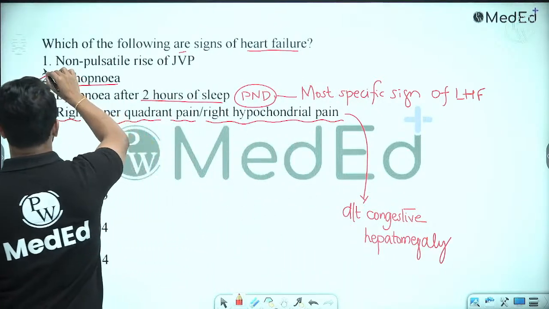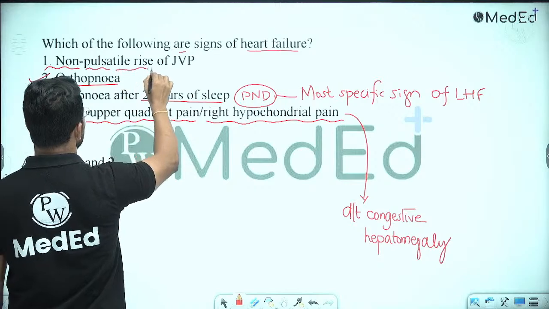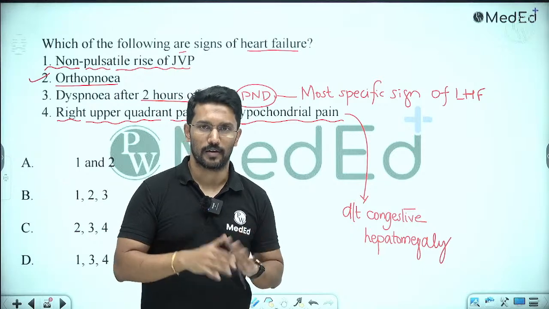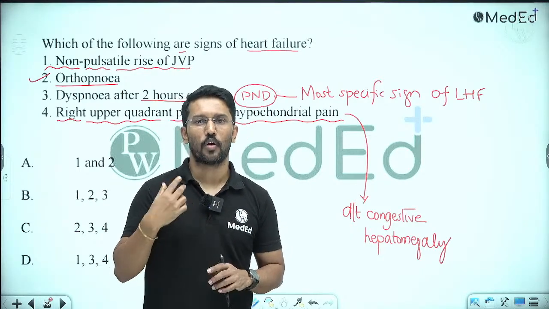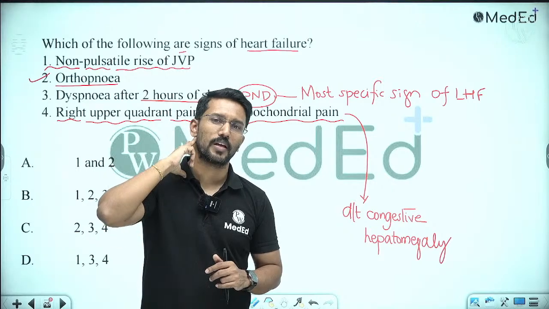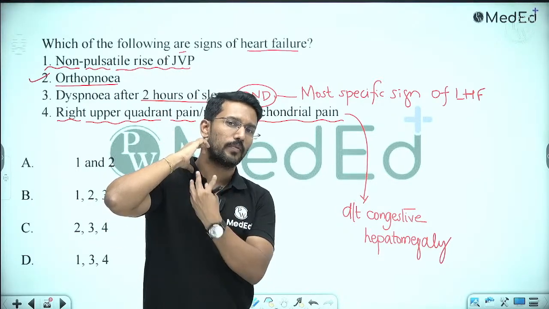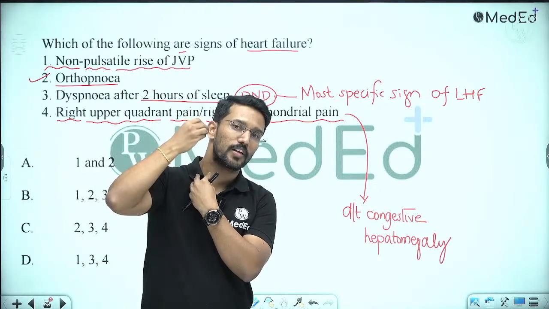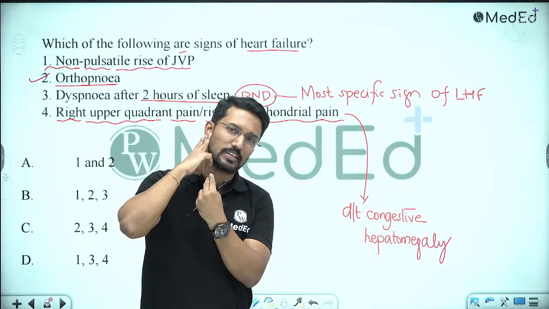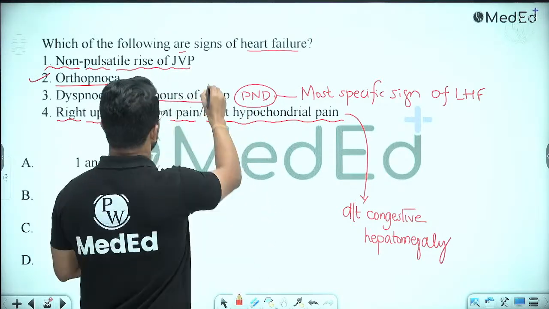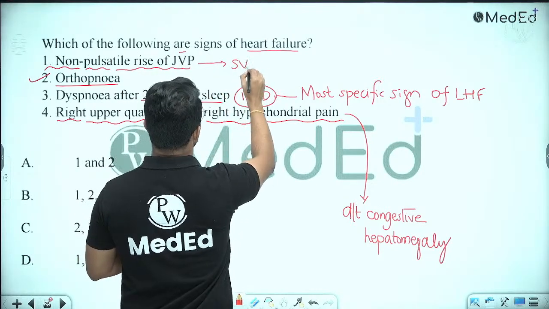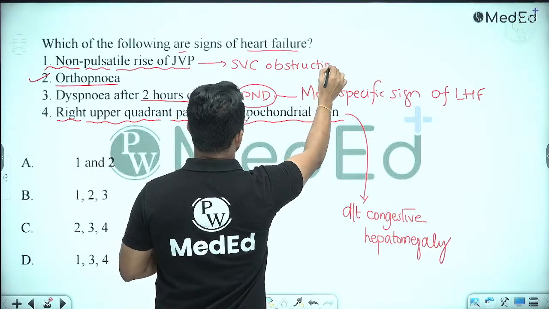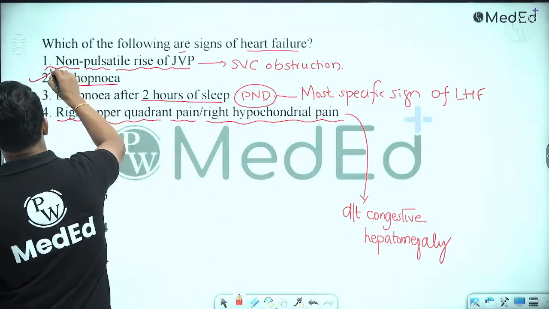But when JVP rises, when right side of the heart fails, JVP is expected to rise, but the normal pulsatile nature will be preserved. When you say non-pulsatile raise in JVP, that means JVP is raised and stagnated. It can only happen when there is a superior vena cava obstruction. There is an obstruction, the JVP vein is not able to drain inside, but it will not be pulsatile then. So when you say non-pulsatile JVP, it should point towards superior vena cava obstruction.